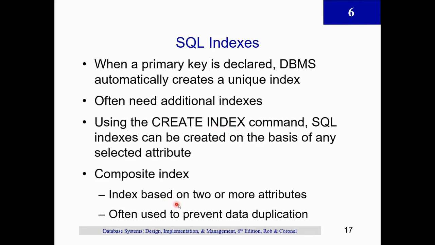Composite index based on two or more attribute. Okay, composite sama jugalah macam composite key kan. So ni untuk index, meaning that can consist of two or more attribute, meaning more than one attribute. Often used to prevent data duplications. Okay, so composite index ni digunakan untuk mengelakkan duplication of data.